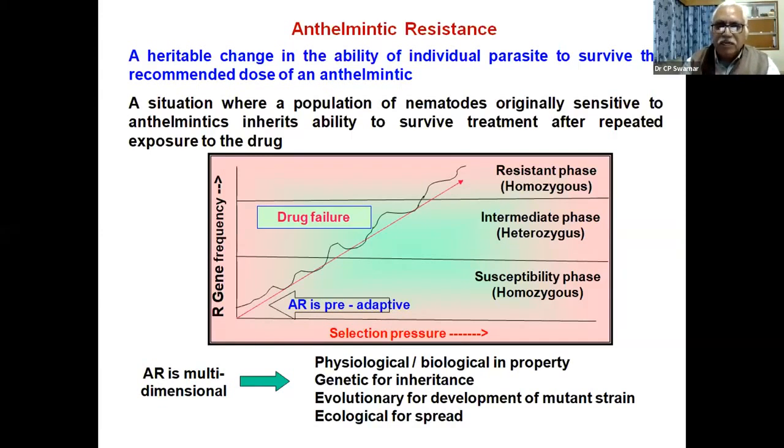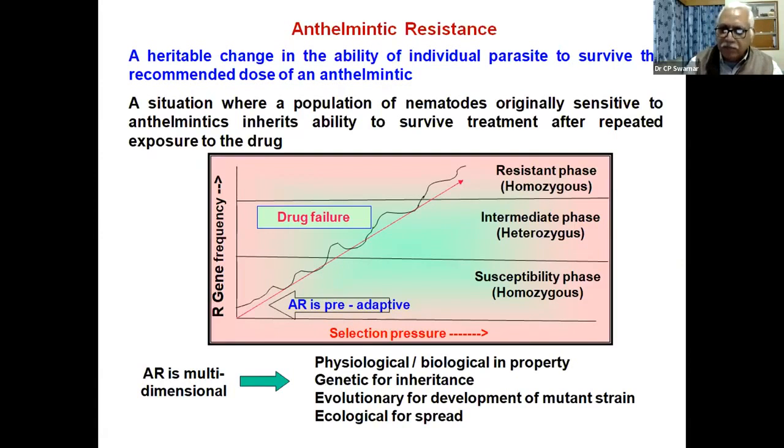But initially, if you see, in our populations the resistant individuals are available at a very low frequency. But when we use the same drugs over the years, there is selection of the resistant ones. So they multiply exponentially, and over the years their proportion increases. And when it reaches the intermediate phase, when there is a mixture of heterozygotes, containing both susceptible and resistant alleles, then drug failure occurs. So it is only selection pressure which escalates anthelmintic resistance in nematode populations.